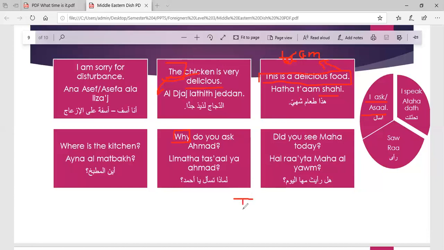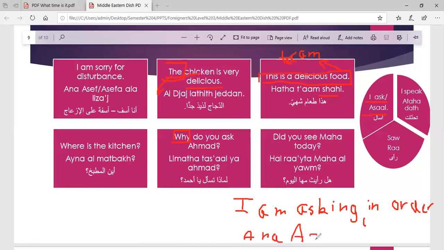Let's answer it in the header. I am asking in order to, for example, in order to do my homework. So I am asking أنا أسأل. What do you mean by in order? So in order, it could be like حتى or لي. I'm asking in order حتى or لي حتى in order to make, in order to do, يعني حتى أنجز الفرض for example.